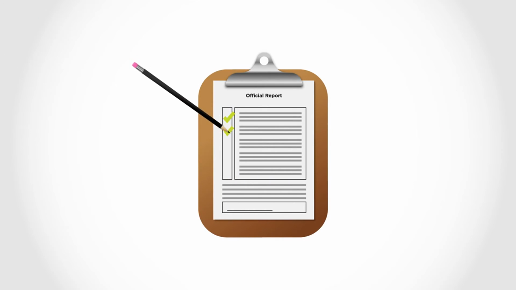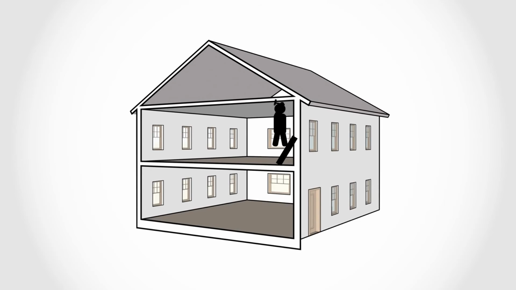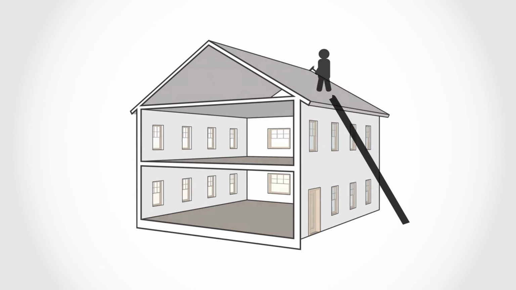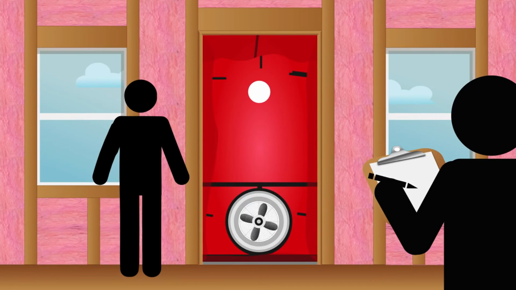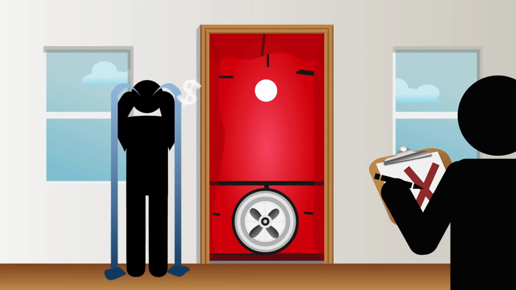The test results need to be included in a written report for the code official. If the infiltration rate exceeds 3 air changes per hour, you will have to repair the air barrier and retest. It is good practice to perform preliminary blower door tests during construction while the walls are still open to find any unexpected air leaks. It's much less expensive to seal holes before the walls are closed.